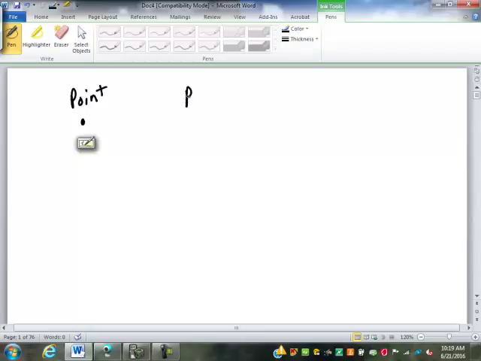Now another concept we have is the concept of a plane. A plane is just a flat surface. Technically a plane goes on forever in every direction. And the reason it's such an important concept is because most of what we do is on a piece of paper, which is a form of a plane.